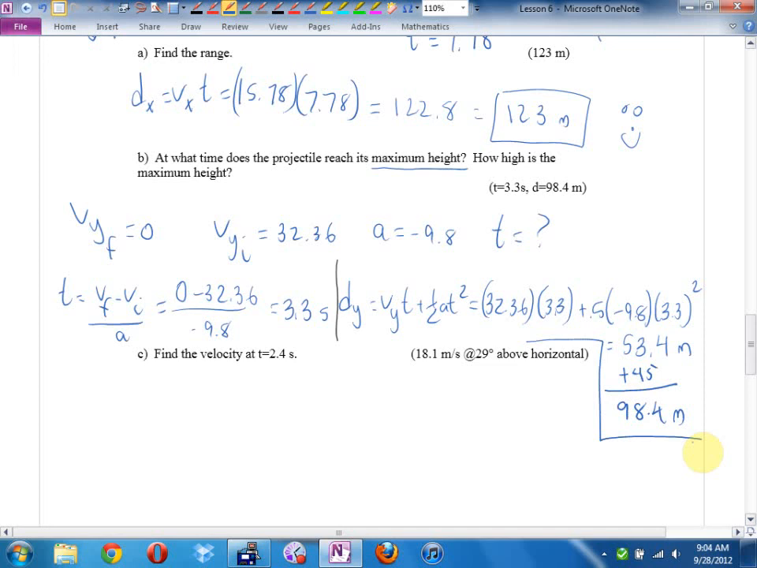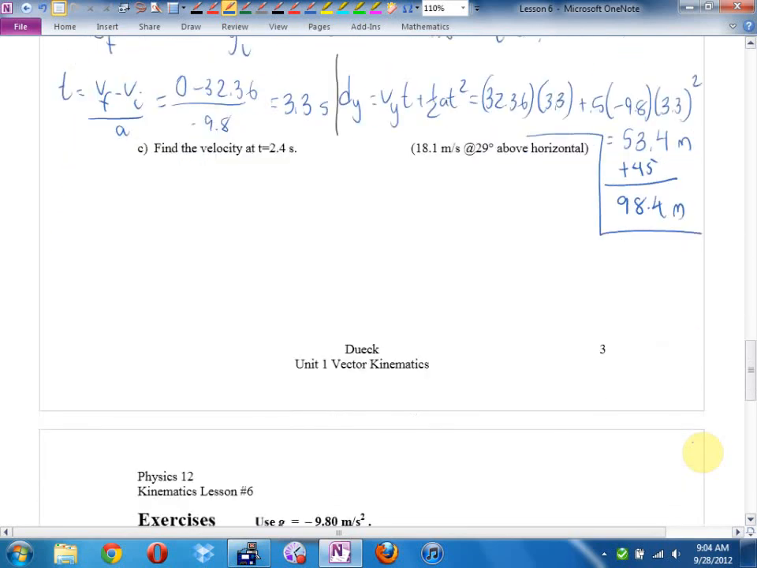Okay. I'll come back to this if you're copying it down, but let's all of us try C. I like C. C is a nice question. At first, C seems really easy because they gave me time. Woohoo! Because that means no quadratic formula stuff. They want me to find the velocity at t equals 2.4 seconds.